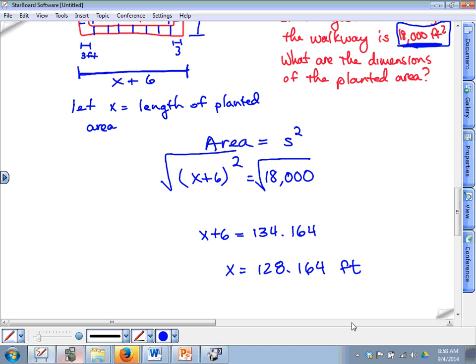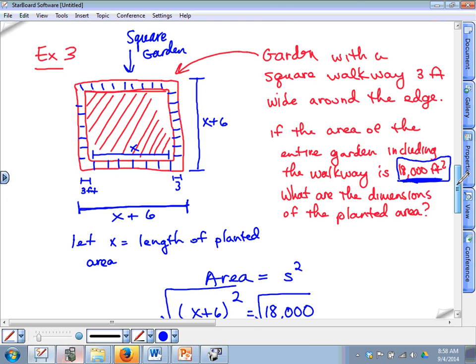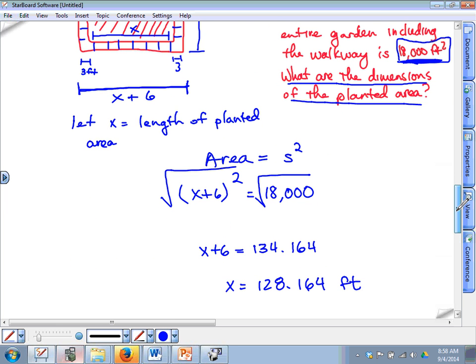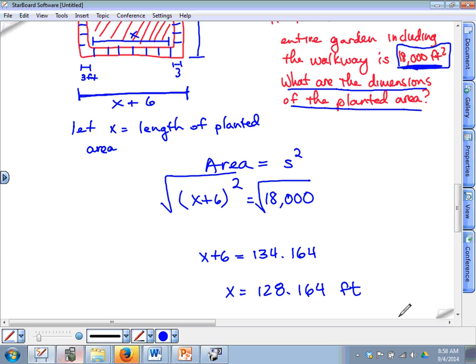What is it that we're looking for? Where's the question on here? Right here at the end. What are the dimensions of the planted area? Dimensions means the length and the width, but since it's a square, the length and the width are the same. So it's essentially 128 feet. If you're planting a garden, I'd say that's 128 feet. But if we're going to be exact, it's 128.164 feet.